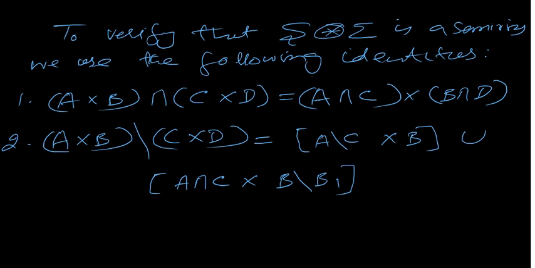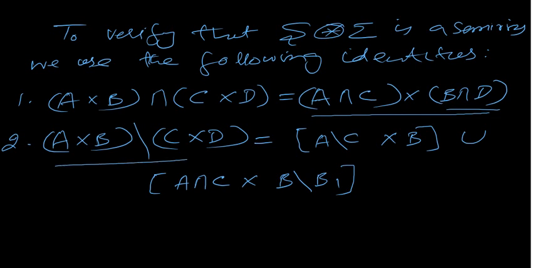So these two identities can be easily verified, and I think we have already done these identities in the first course of measure theory. By using these two identities, we can easily verify that S tensor sigma is a semiring. The first property is trivial. We have to show that S tensor sigma is closed with respect to intersection. That's trivial, because whenever A cross B belongs to S tensor sigma and C cross D belongs to S tensor sigma, then their intersection is equal to A intersection C cross B intersection D. Since A intersection C is in S, as A is in S, C is in S, and S is a semiring. Similarly, B is in sigma, D is in sigma, so their intersection is also in sigma. Which means that this member is in S tensor sigma, therefore it is closed with respect to intersection.